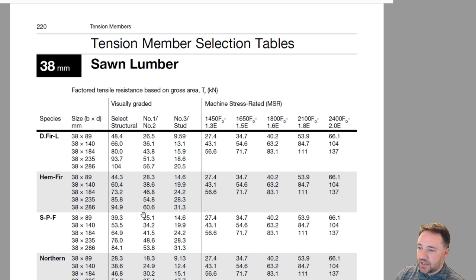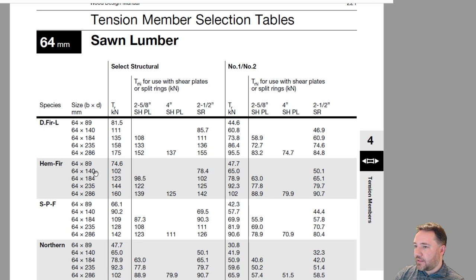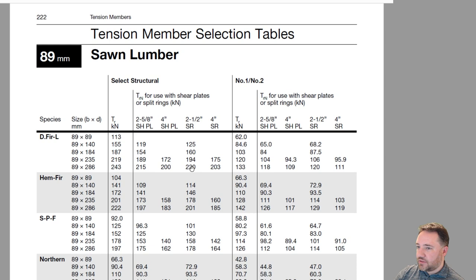We can see that for all the 38 by sizes, so these are all the 2x lumbers, we have strengths of 25 up to 53, and we need 235, so this is too low. Let's keep going down. Here are the 64 by ones. SPF number one is over here. Here are the strengths. It's a little bit different than the table above, because those 38 members come in machine stress rated, and these ones, I guess, do not.